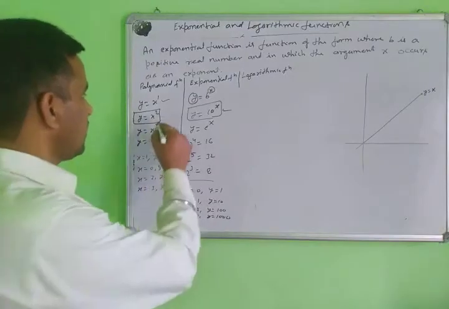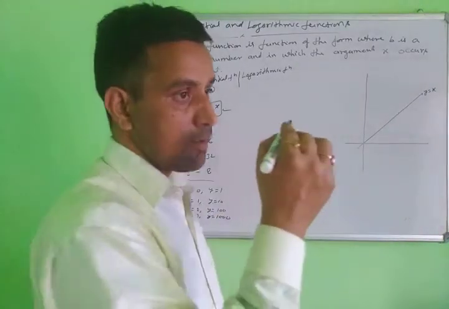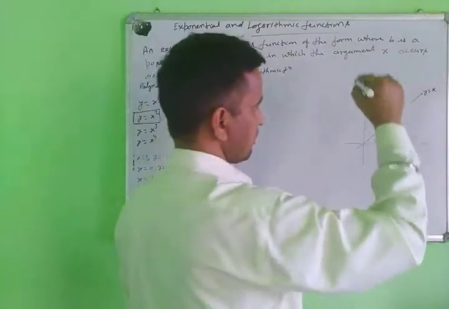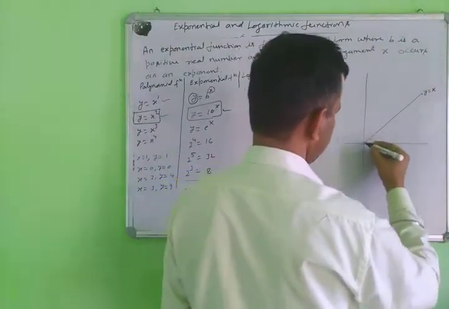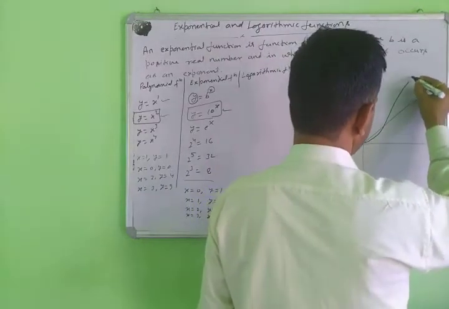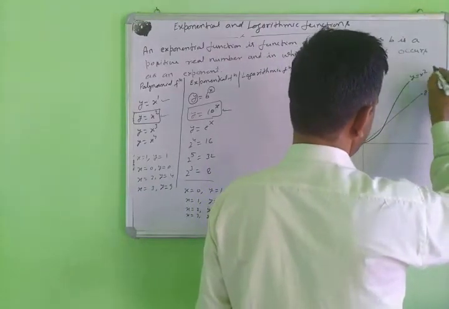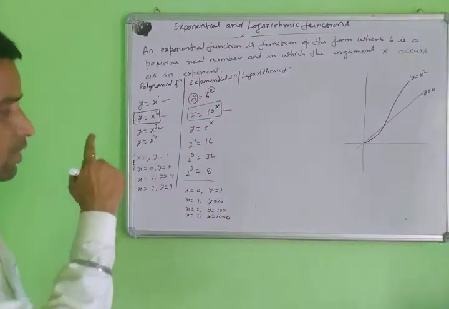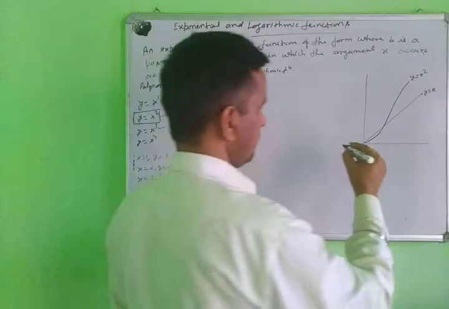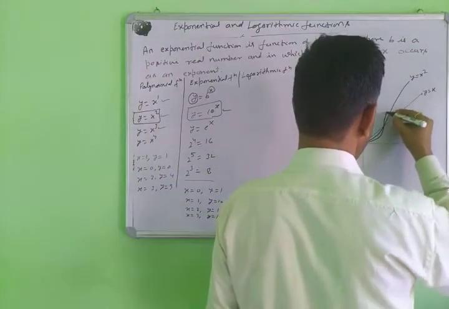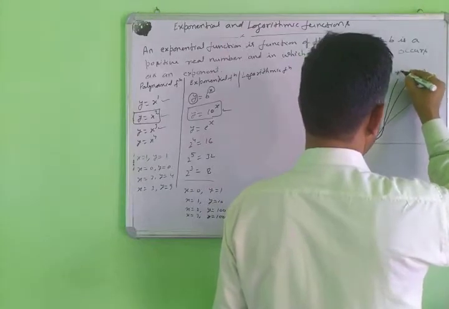Second, we are drawing this graph. This will come in the parabolic form. This is the equation of the parabolic form, then the graph will also convert into the parabolic form in this way. This is y equal to x square. Suppose this is also parabolic form, y equal to x cube. This is y equal to x cube.